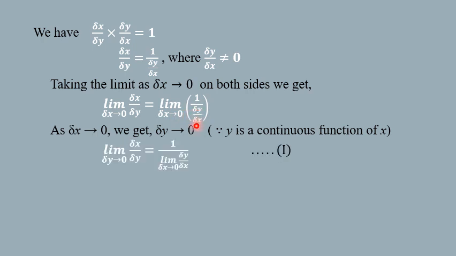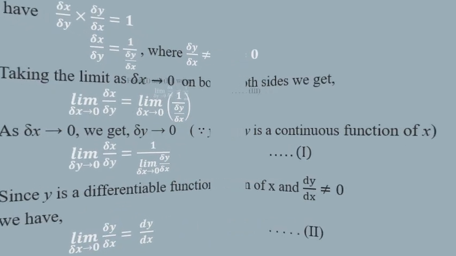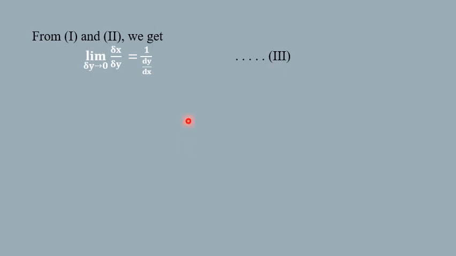Here we write limit delta y tends to 0 delta x upon delta y is equal to 1 upon limit delta x tends to 0 delta y upon delta x. Say equation number 1. Now since y is a differentiable function of x and dy by dx not equal to 0, by definition of derivative we have limit delta x tends to 0 delta y upon delta x is equal to dy by dx. Say equation number 2. Now just substitute this value in equation number 1. From equations 1 and 2 we get limit delta y tends to 0 delta x upon delta y, which is equal to 1 upon dy by dx.